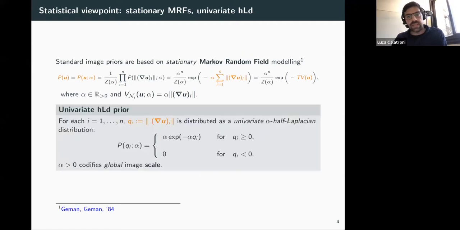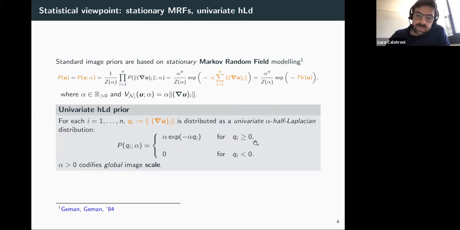What does it mean in practice? What we are saying here is that for each pixel I, if we look at the gradient magnitude evaluated in the point I, we can say that this is then a random variable distributed as a univariate half Laplacian distribution, where univariate is due to the fact that it's a scalar random variable.